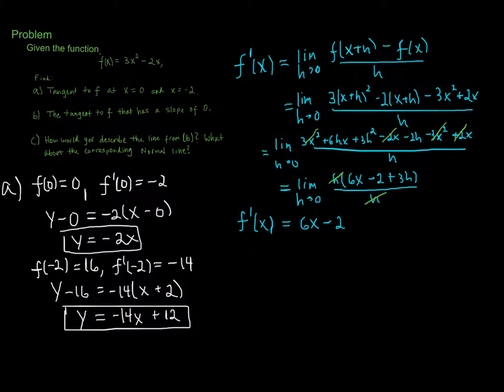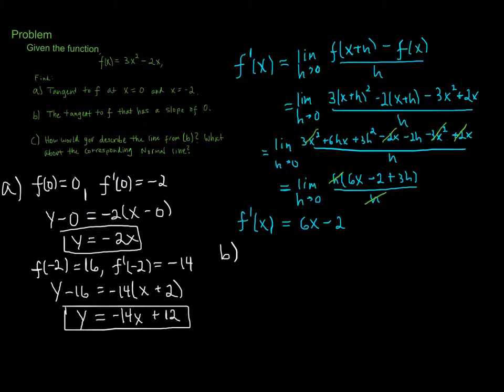All right, now let's move on to B. Part B asks you for the tangent to f that has a slope of 0. Well, how would you figure out where the slope is 0? I mean, it could be anywhere, right? Luckily, we have the derivative f prime of x in terms of x. So if we set the derivative, which is the slope, equal to 0, then when we solve for x, we'll be finding the value for which the slope is 0.